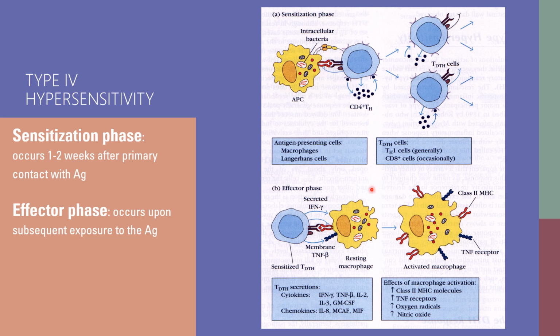So si activated macrophage will present the antigen and will function now as the primary effector cell. So after the macrophage activation, increased presentation of class 2 MHC molecules, increased tumor necrosis factor receptor, increased oxygen radicals, and increased nitric oxide. So all of these will result to further tissue damage.